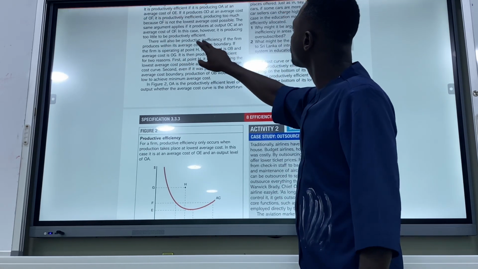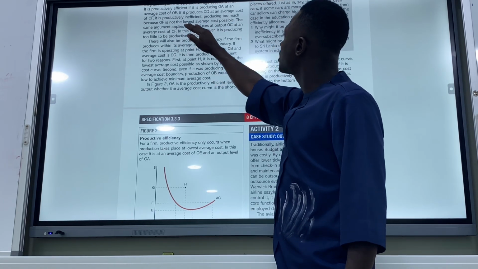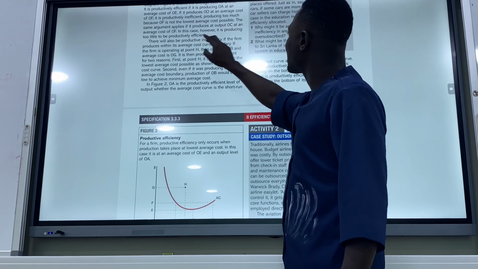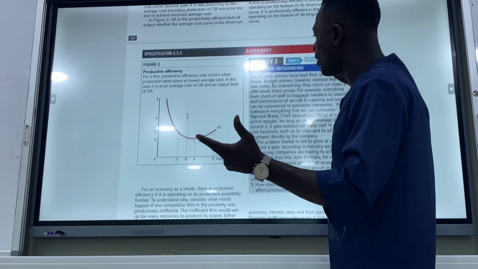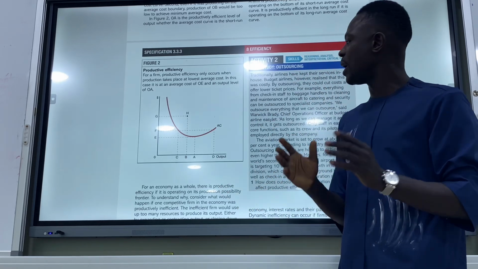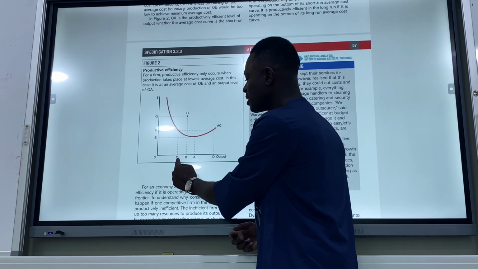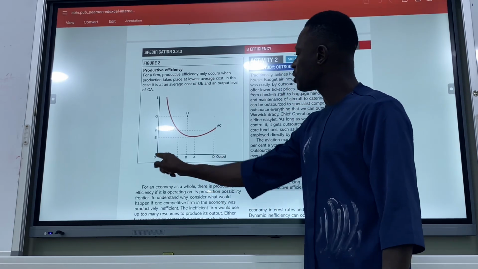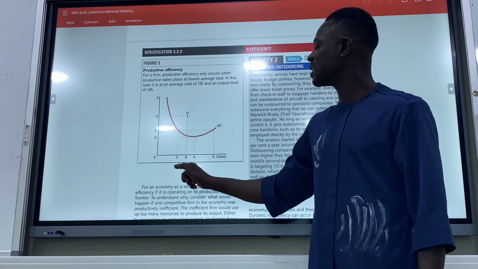If it produces OD at an average cost of OF, it's not the lowest average cost possible. The same argument applies if it produces at OC at an average cost of OF. So OC and OD at OF are productive inefficiency. Why? At OC, it's producing the lowest possible output, and there's OB and OA, which the firm can still produce. But for the fact that the firm is producing at OC at the cost of OF, it is productively inefficient because it's not producing at the highest possible output.